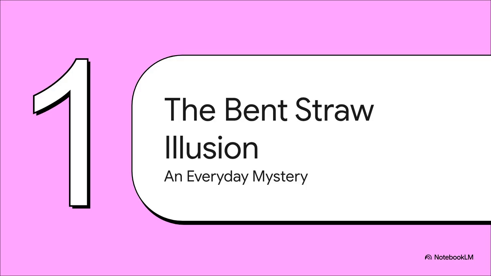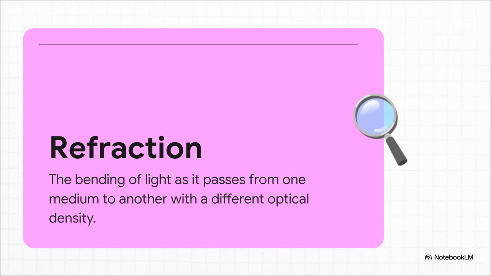Okay, so let's tackle that bent straw mystery head-on. To do that, we first need to get a really solid handle on what refraction actually is. So, what is it exactly? Well, at its heart, refraction is the bending of light. Simple enough. But the key detail isn't just that it bends, it's when it bends. This only happens at the exact moment light crosses from one substance, or what scientists call a medium, into another. So, think about that line where the air meets the water in your glass. That's where the action is.